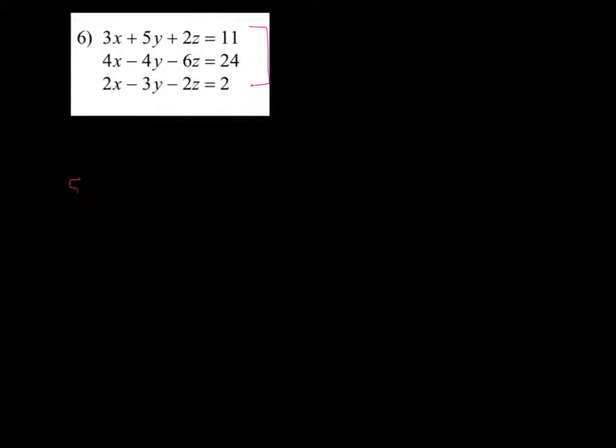3x plus 2x is 5x. 5y plus negative 3y is 2y. My z's cancel, and 11 plus 2 is 13. Again, so I'm just adding that first and last equation together.